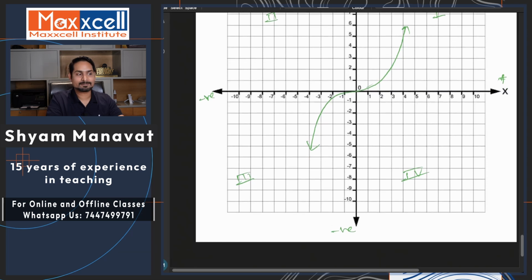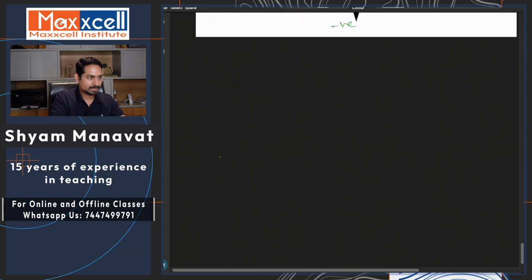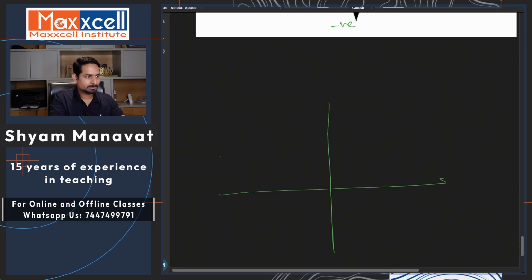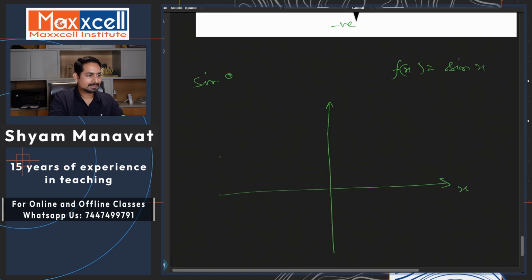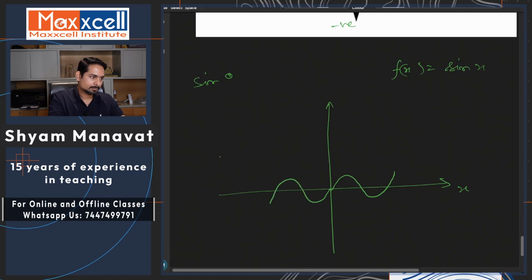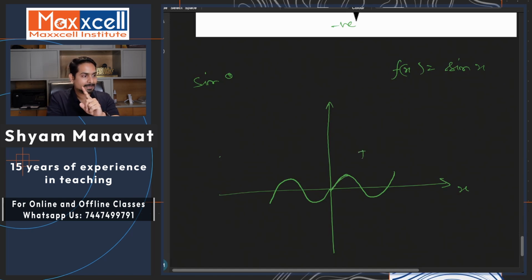For example, take the sine function. I don't know how many of you are aware of the sine function. I know it's a little bit of trigonometry or maybe higher maths, but I'm sure in 10th you must have seen sine theta, cos theta. So if I draw a sine function, sine x, it will be something like this here, and it will go like this here. See, from the origin it is going up in the first quadrant.